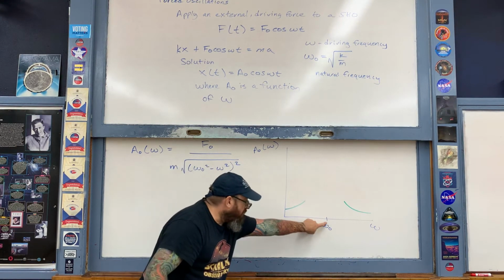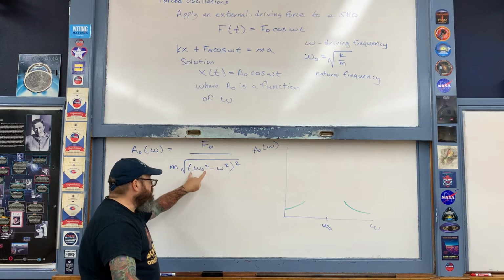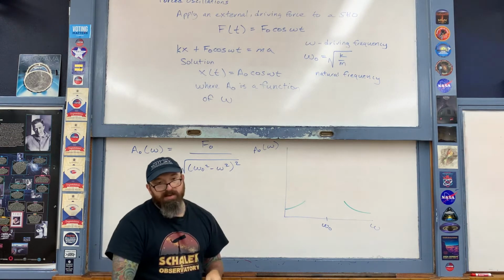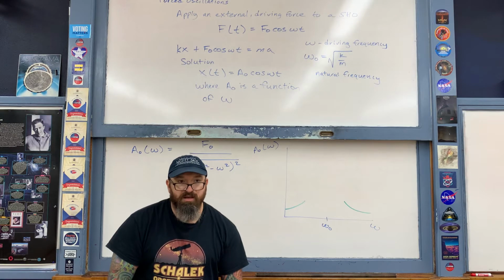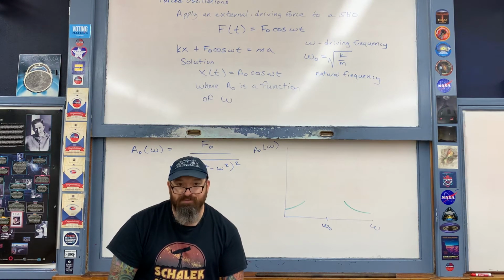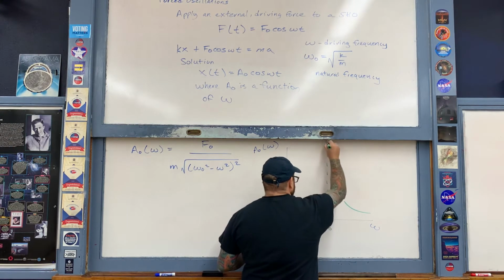However, take a look at what happens when omega is equal to omega naught. When these two quantities are equal to each other, you end up with 0 in the denominator of the expression, and then therefore the amplitude is undefined. In other words, you literally end up with an infinitely large amplitude. There's an asymptote on this graph, like so.